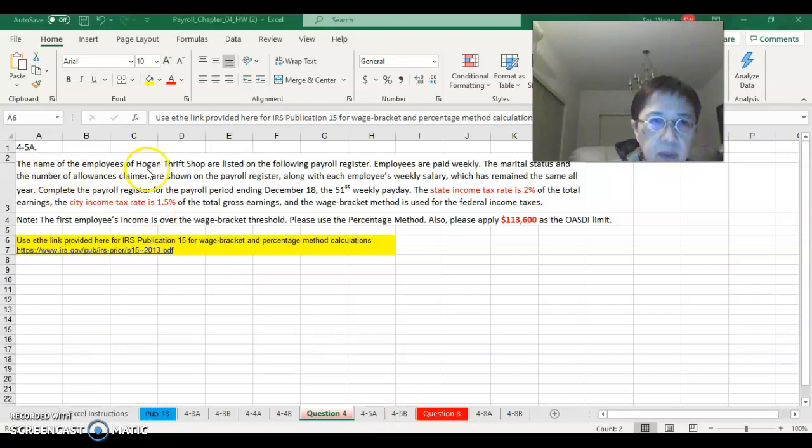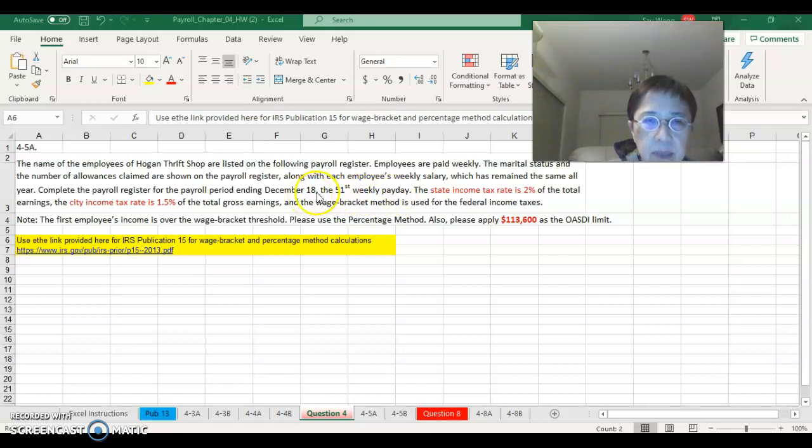The names of the employees of Hogan Thrift Shop are listed on the following payroll register. Employees are paid weekly. The marital status and the number of allowances claimed are shown on the payroll register, along with each employee's weekly salary, which has remained the same all year. Complete the payroll register for the payroll period ending December 18, the 51st weekly pay day.